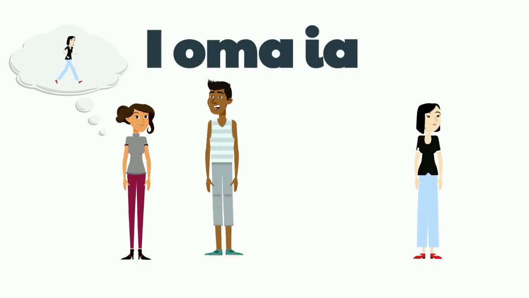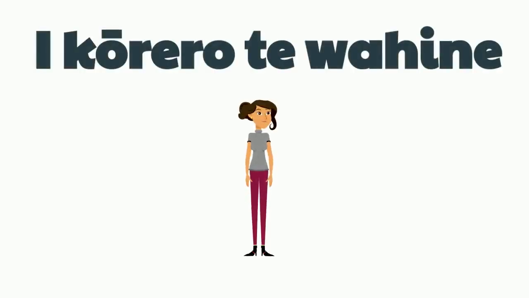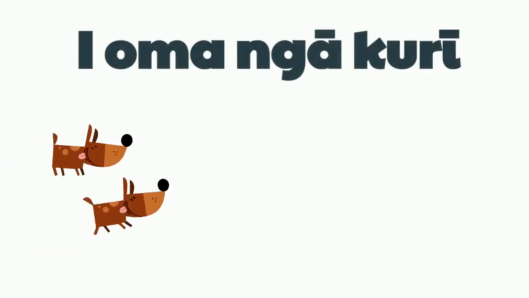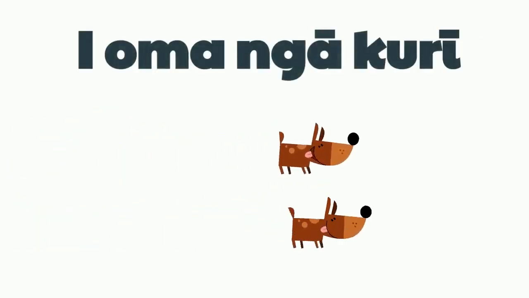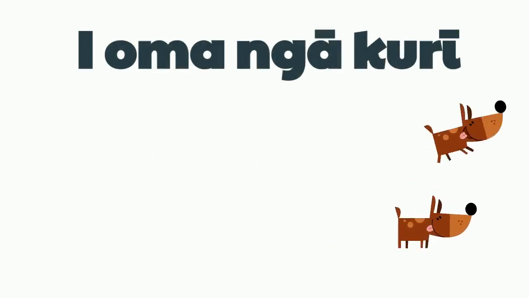At the end of these sentences, instead of using the pronouns for I, you, he or she, we can use the nouns of things or people. For example, I kōrero te wahine. The woman spoke. I oma ngā kurī. The dogs ran.